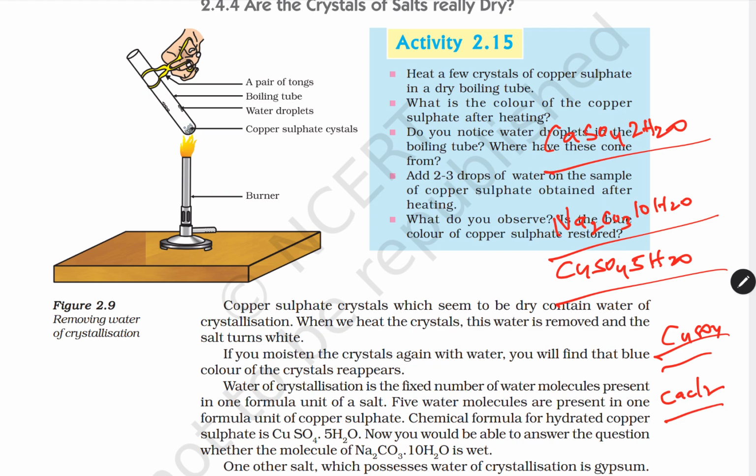Desiccant. So how to check if a salt is dry? You can heat the salt. If water evaporates and the color changes, for example CuSO4 turning from blue to white, it was hydrated. Touch the salt: some hydrated salts feel slightly damp. Exposure to air: some anhydrous salts absorb water from air and become hydrated, for example CaCl2 and Na2CO3. Like this you can check the dryness of salts.